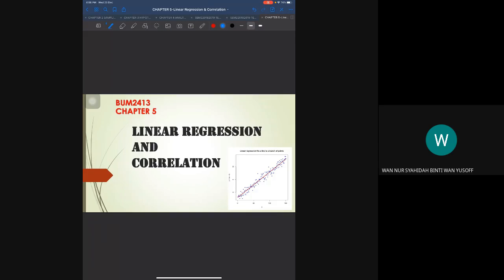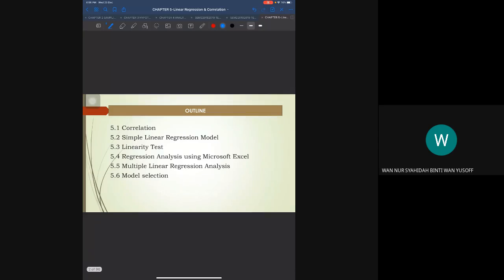Today we will discuss chapter 5. We have finished chapter 4. Chapter 5 is about linear regression and correlation. Regression is about the relationship of the variables. We have about 6 subtopics for this chapter. It means that you need to have at least 2 variables in order to apply this method. So 2 variables minimum.